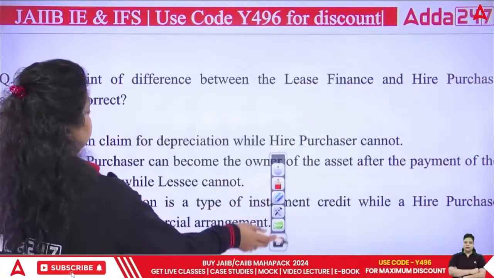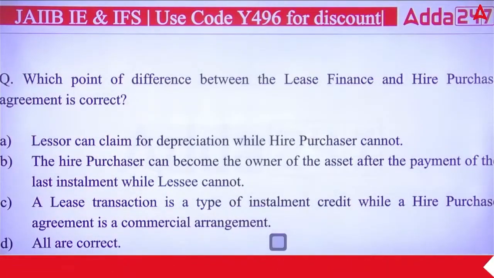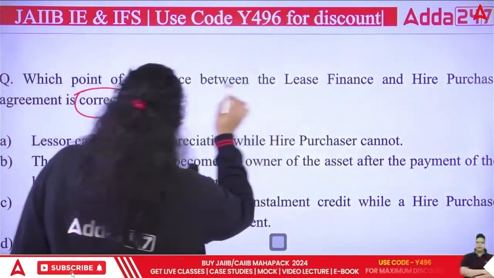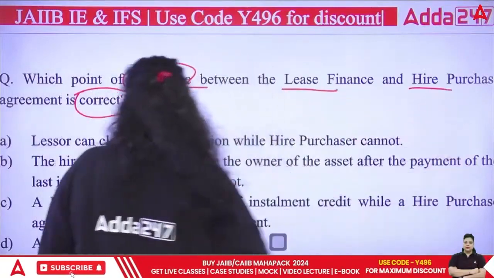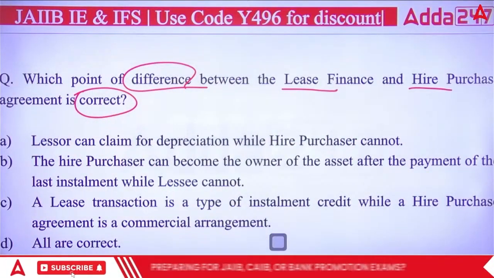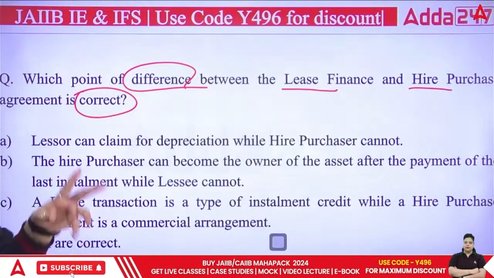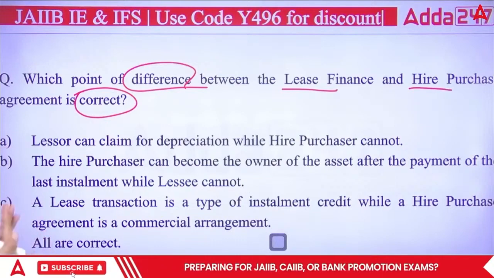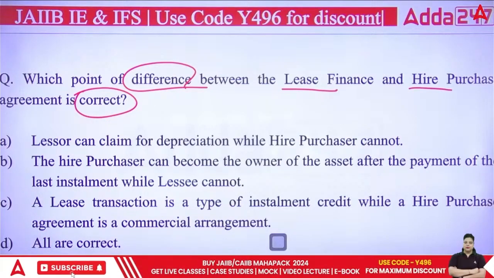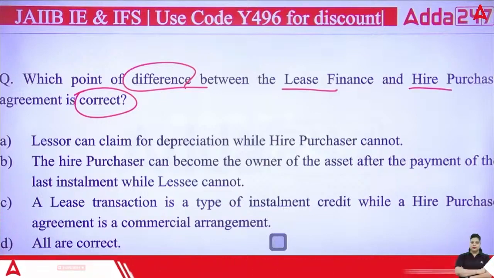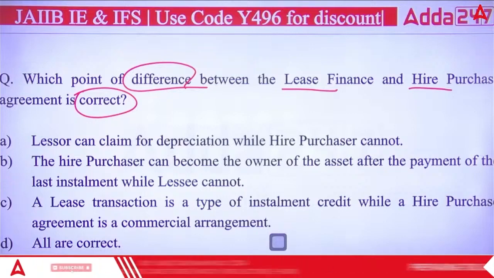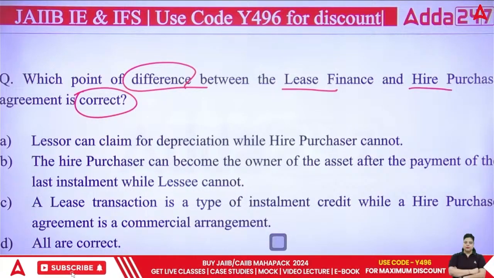Okay, next question. Next is talking about which point of difference between lease finance and hire purchase agreement is correct. You have to find the difference between lease and hire purchase. First is saying the lessor can claim the depreciation while the hire purchaser cannot. Second, the hire purchaser can become the owner of the asset after the payment of the last installment while the lessee cannot. Third, a lease transaction is a type of installment credit while a hire purchase agreement is a commercial arrangement. So, which of the following is the right difference between the two? A, B, C or D?